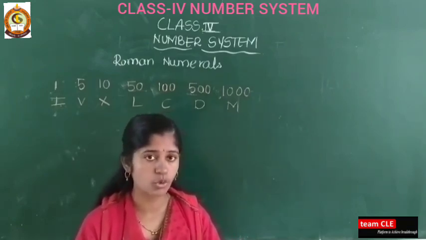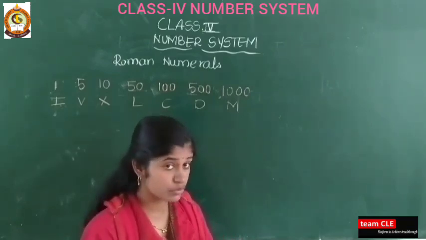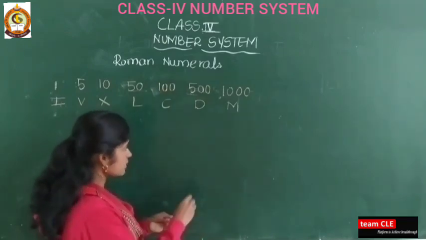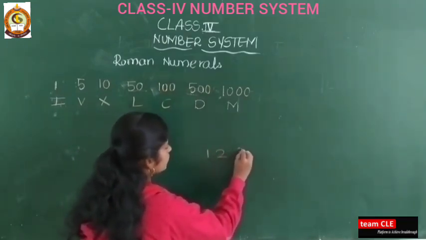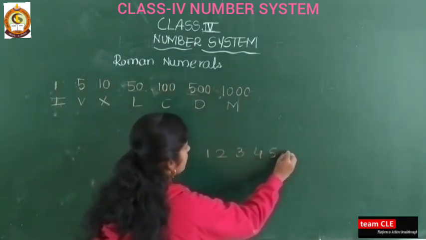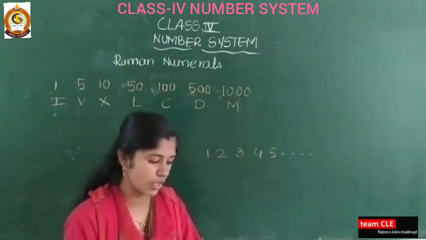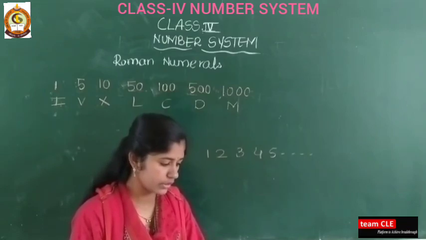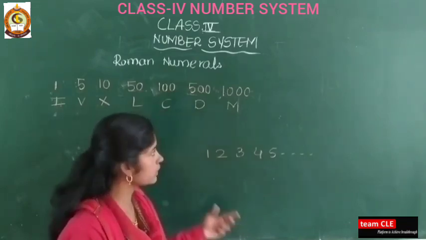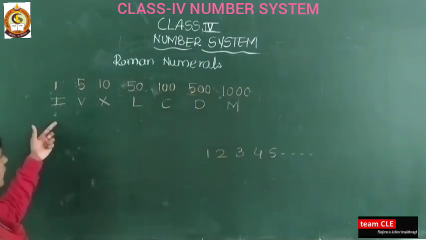We are using so many numbers now, these numbers 1, 2, 3, 4, 5, and so on. These all are Hindu-Arabic numbers. And here the Romans were using this kind of numbers.